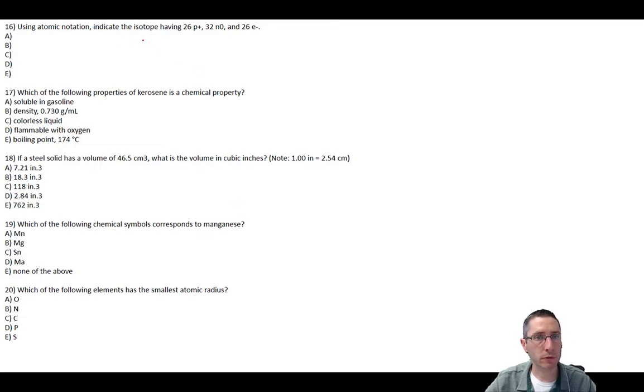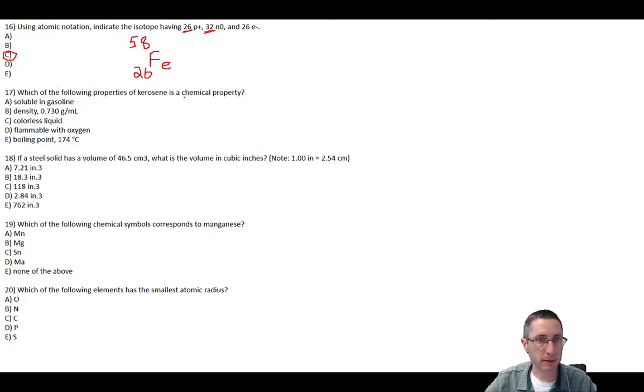Atomic notation for number 16. We want an element with 26 protons. So we look at the periodic table. That is iron. The atomic number is 26. So we write an iron with a subscript 26 before it. There's 32 neutrons. So the protons plus the neutrons here is 58. That's the mass number that goes up and to the left of the element symbol. Okay, so it's messy there, but this should correspond to option C here.